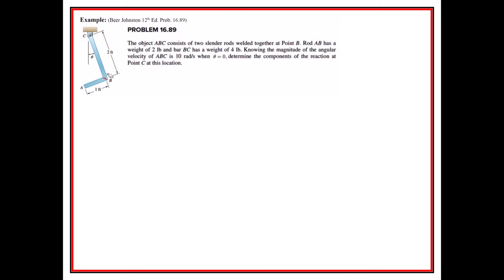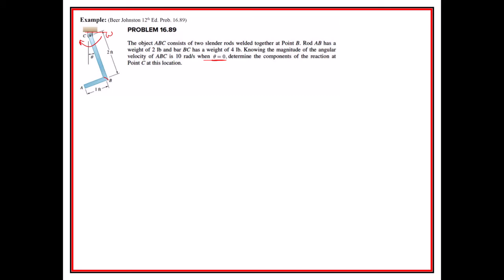There actually would be an overlapping part of this, like right there, or we could cut it off right here. But we're just going to pretend there is no overlap, and these are slender, and they're 1 foot and 2 feet long, and they weigh 2 pounds and 4 pounds. At the moment, they have a 10 radian per second angular velocity, right? We don't quite know what direction that's going to be, but it does have an omega in there. We're going to look at it when theta is equal to 0.